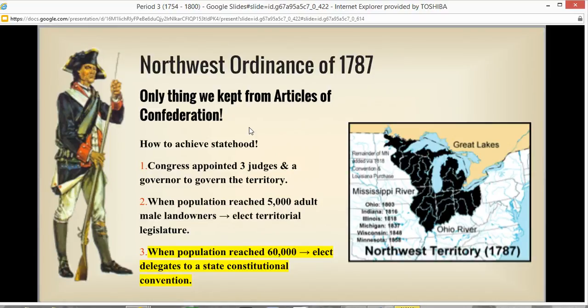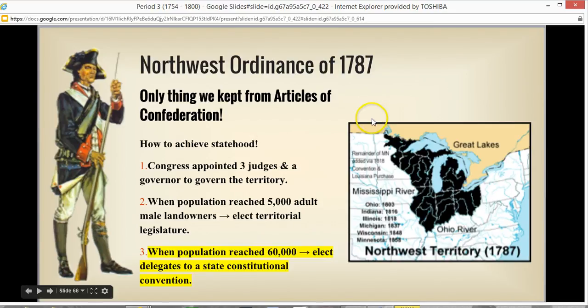Again, it was actually a really good plan for us to create these guidelines and figure out how a territory reaches the path towards statehood. You see that the judges are appointed. There have to be these population requirements. The most important thing here, which I have highlighted, is that when the population reaches 60,000, they can elect delegates to a state constitutional convention. That's the key thing towards statehood: developing the state constitutional convention.